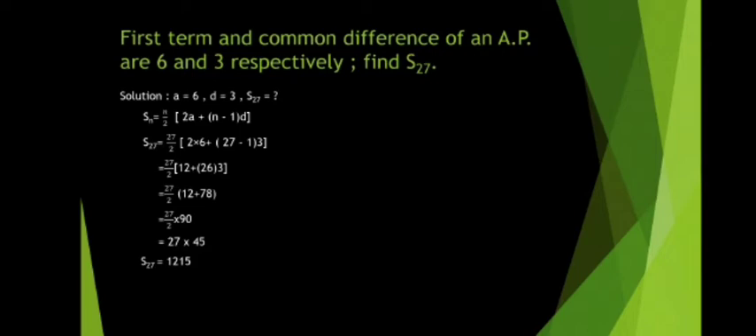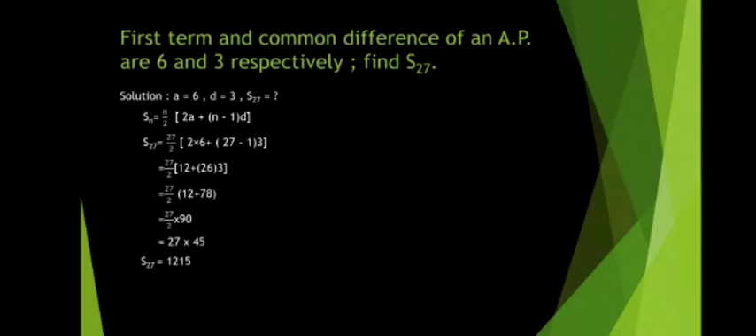So S27 = 27/2 [2 multiplied by the value of a, that is 6, plus the value of n, 27, minus 1, into the value of d, that is 3]. So 27/2 [12 + 26 into 3]. 26 threes are 78. So 27/2 multiplied by 12 plus 78, which is 90.